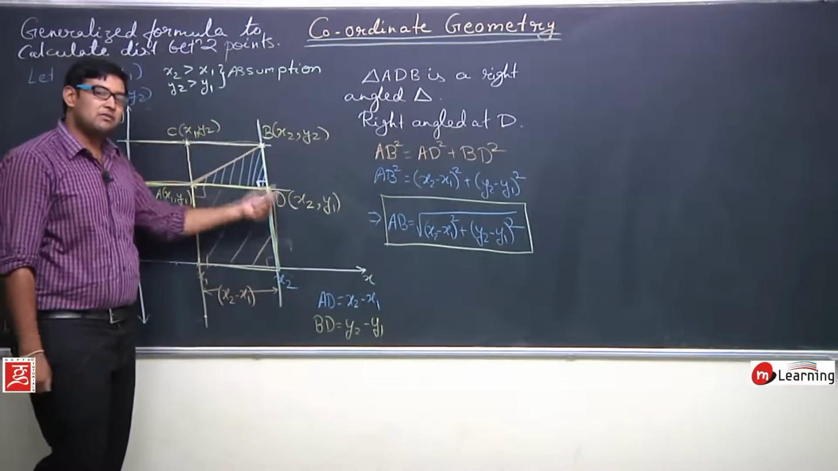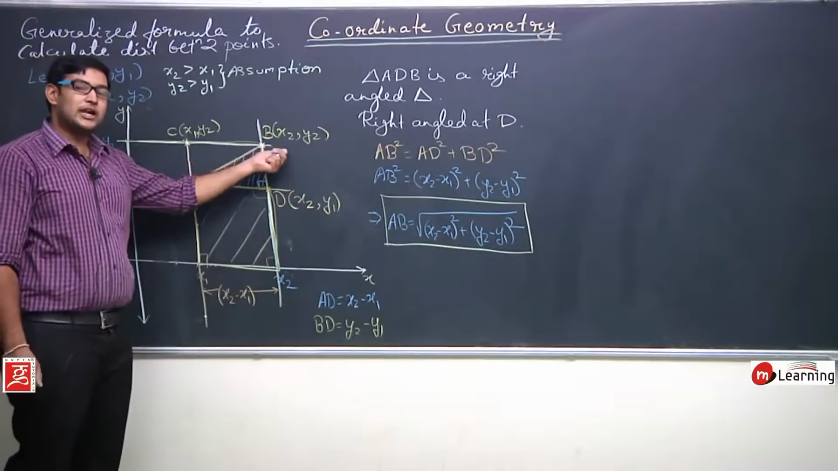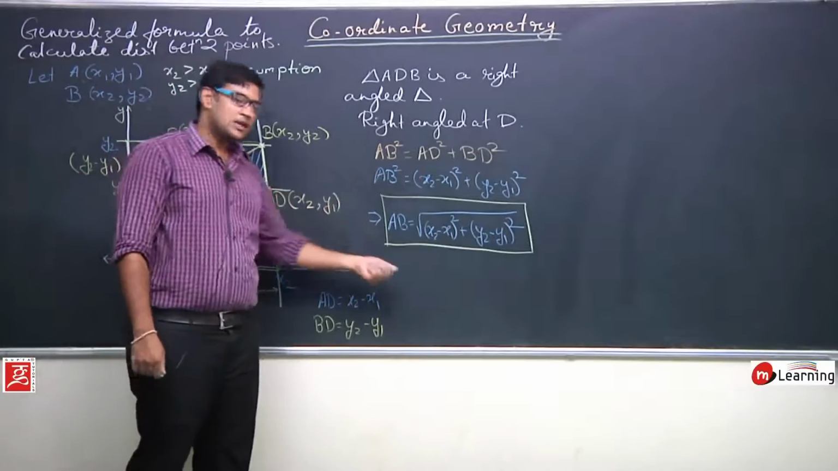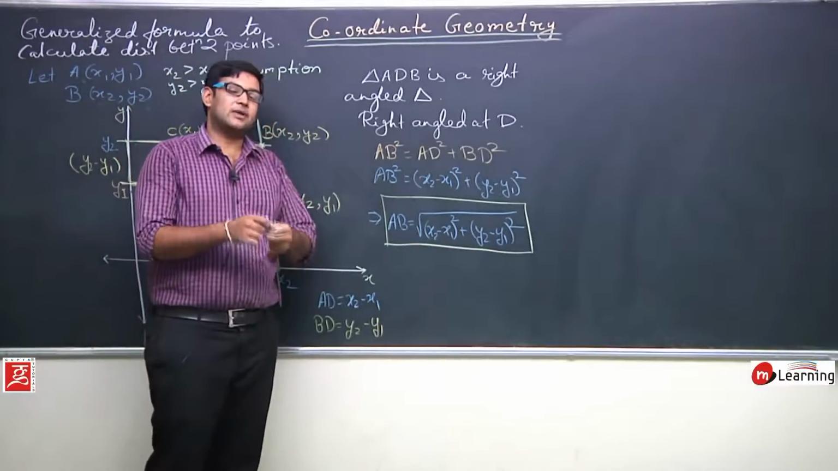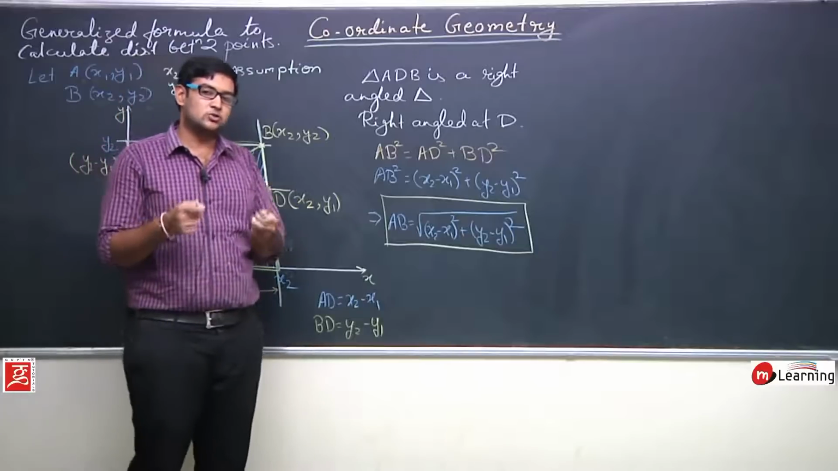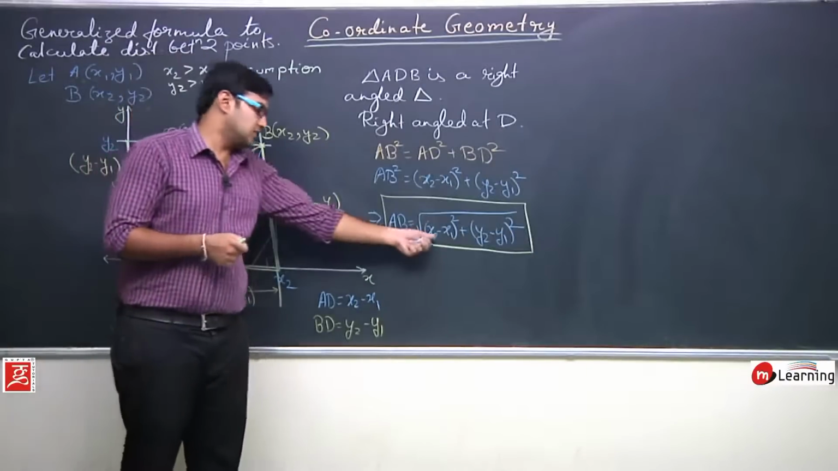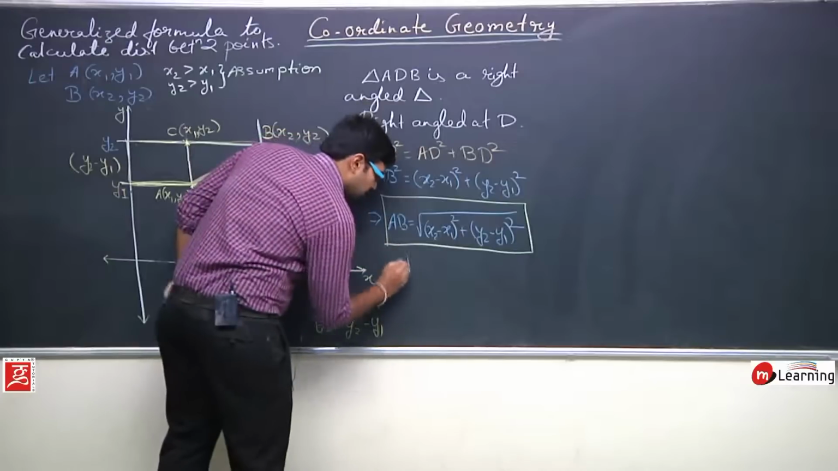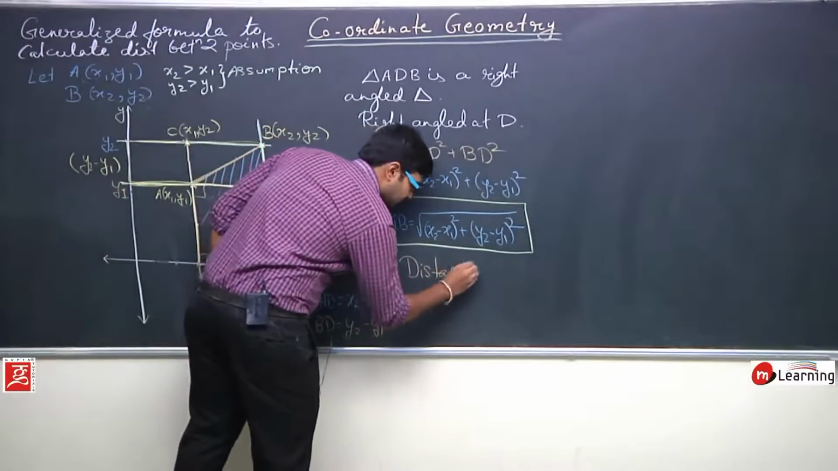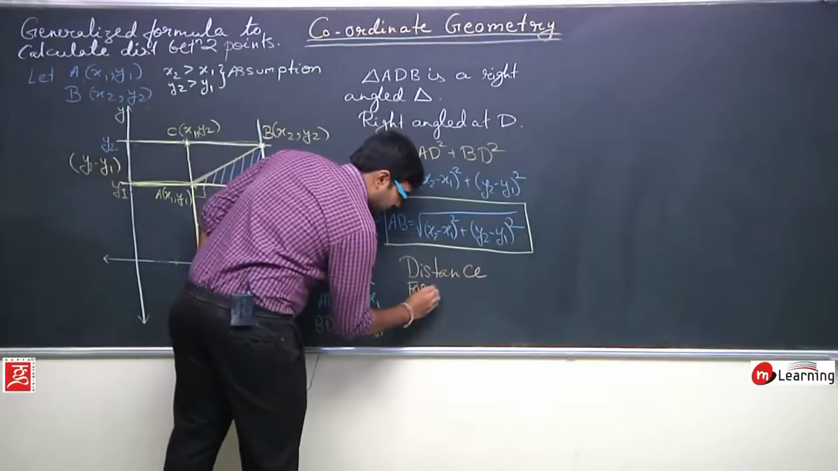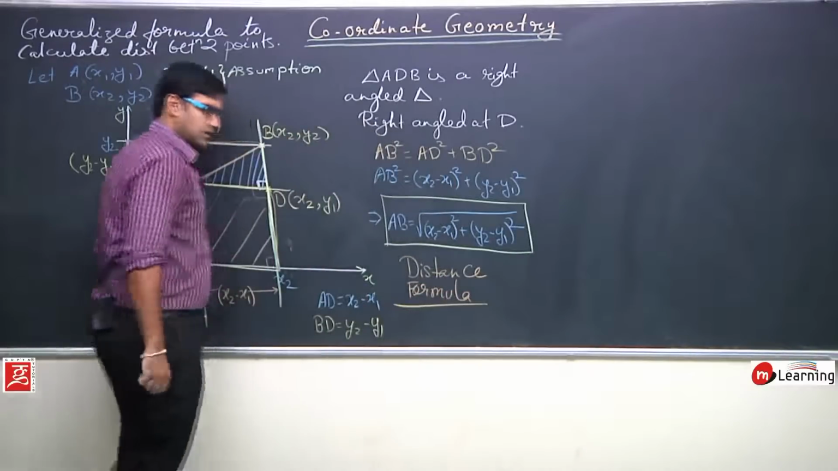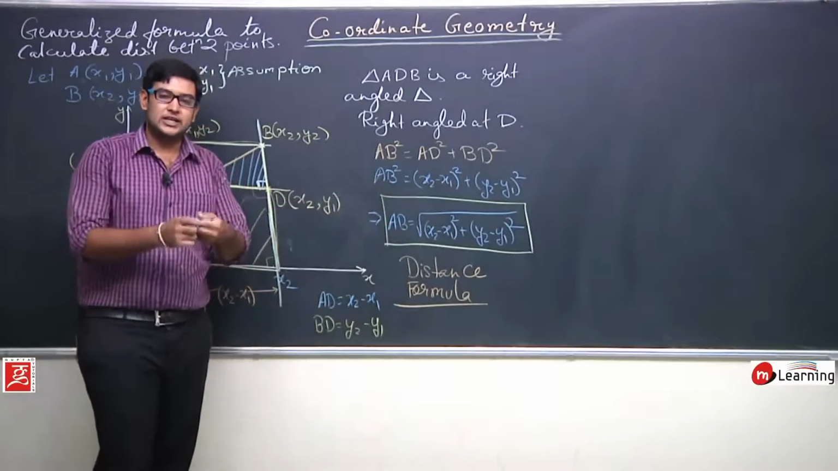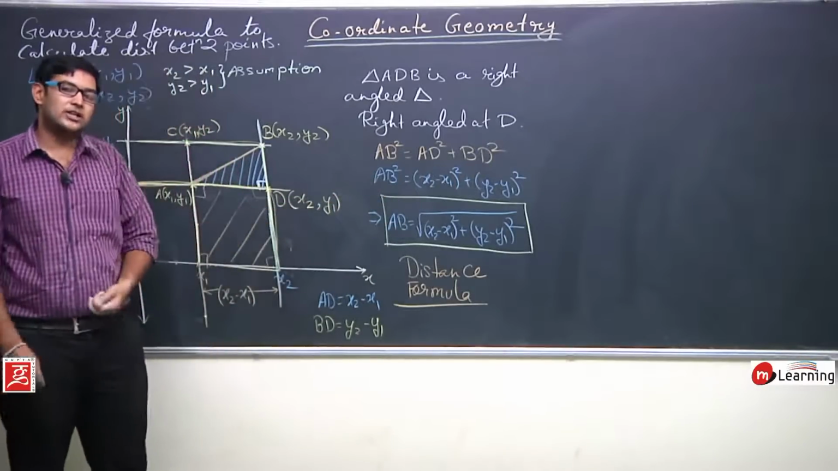Now A point can be anywhere on the coordinate plane, B point can also be anywhere on the coordinate plane, it doesn't matter. If I know the coordinates of A and B, I can determine the length, I can determine the distance between these 2 points, the A and B, using this formula, and this formula is known as distance formula. Okay, this formula is known as distance formula. I can use this formula to determine the distance between any 2 points which lie on the coordinate plane.